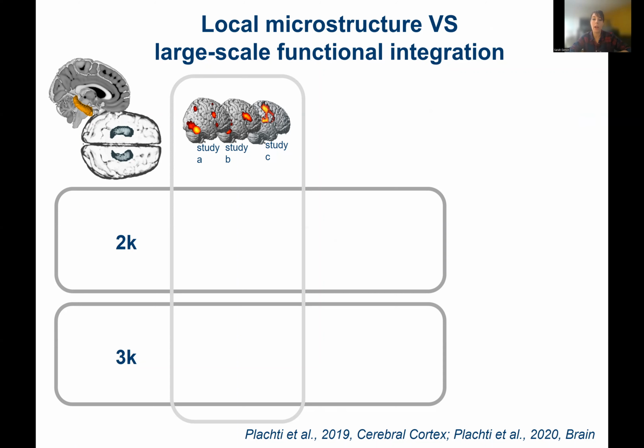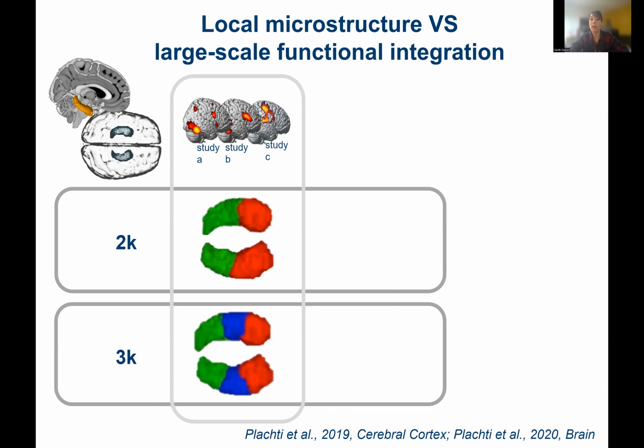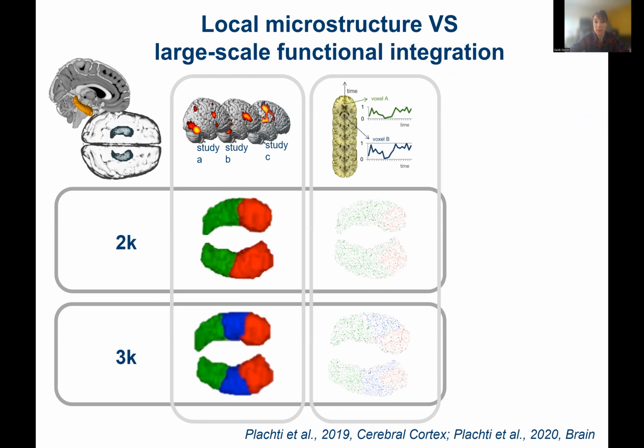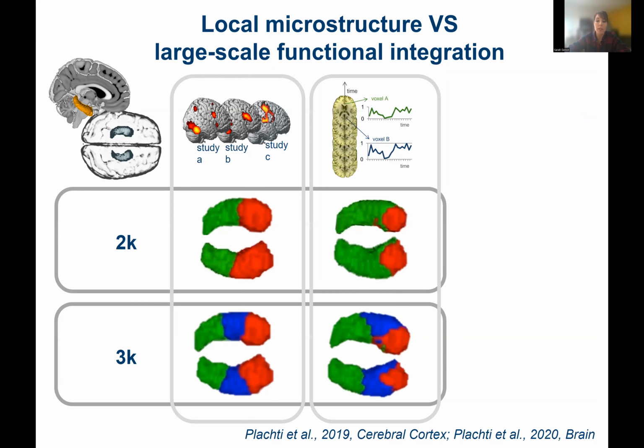So if we parcellate the hippocampus based on meta-analytic connectivity modeling, we see really an anterior-posterior differentiation. And if we use resting state functional connectivity, which also probes functional connectivity, but at rest, we also have this anterior-posterior differentiation. In particular, at the three cluster level, we have this head, body, and tail differentiation, which is really well known in the human hippocampus.